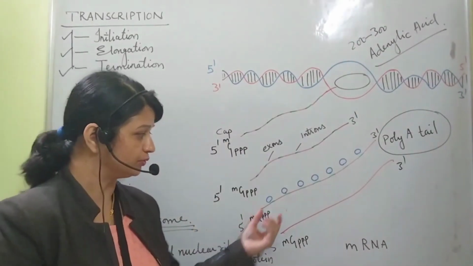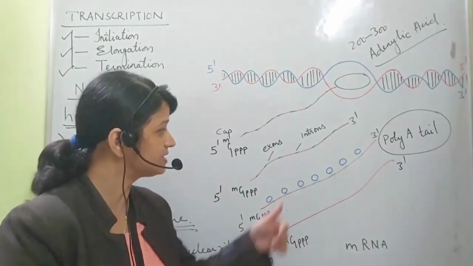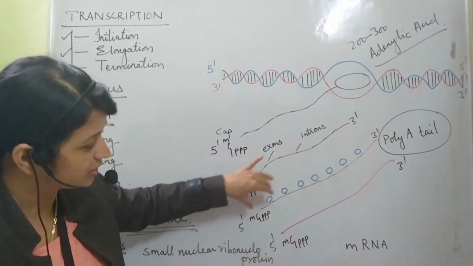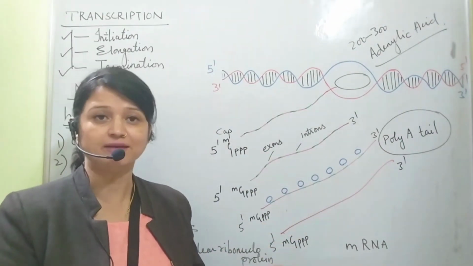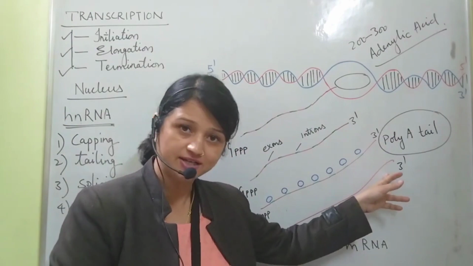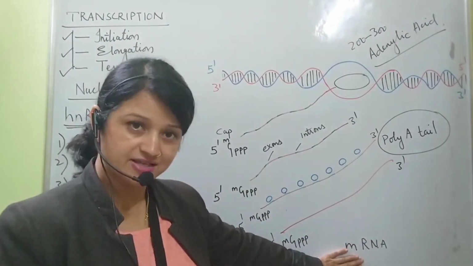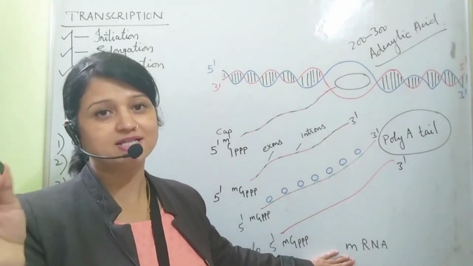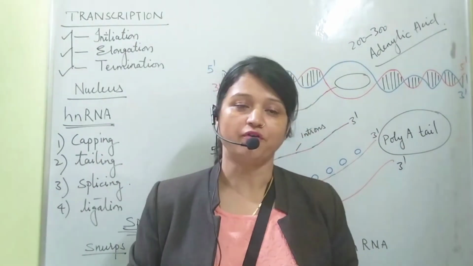So what does the spliceosome do? It does the splicing. It cuts and removes the non-coding sequences, that is, the introns. After that, we have only the coding sequences, and these are attached with the help of the enzyme ligase. So that is ligation. After that, we get our messenger RNA. So the process of transcription is over here. The messenger RNA is synthesized, and this messenger RNA will come out of the nucleus and go to the cytoplasm. So this was all about the process of transcription.